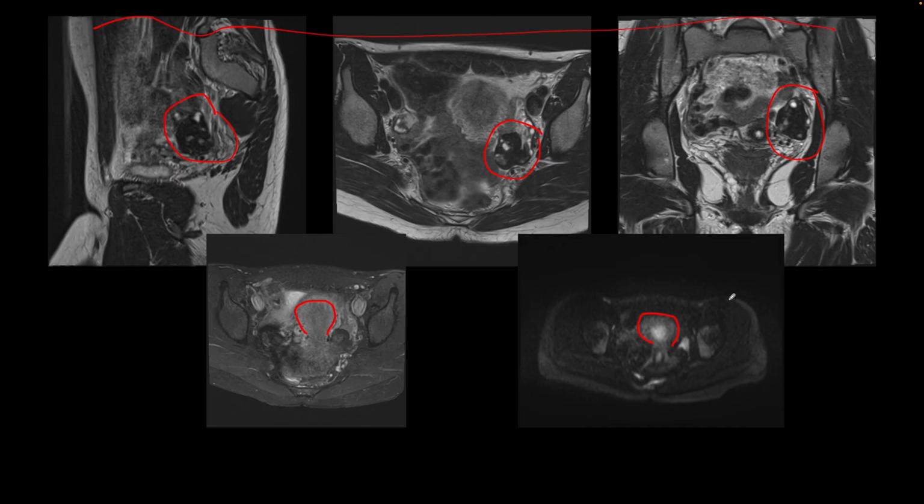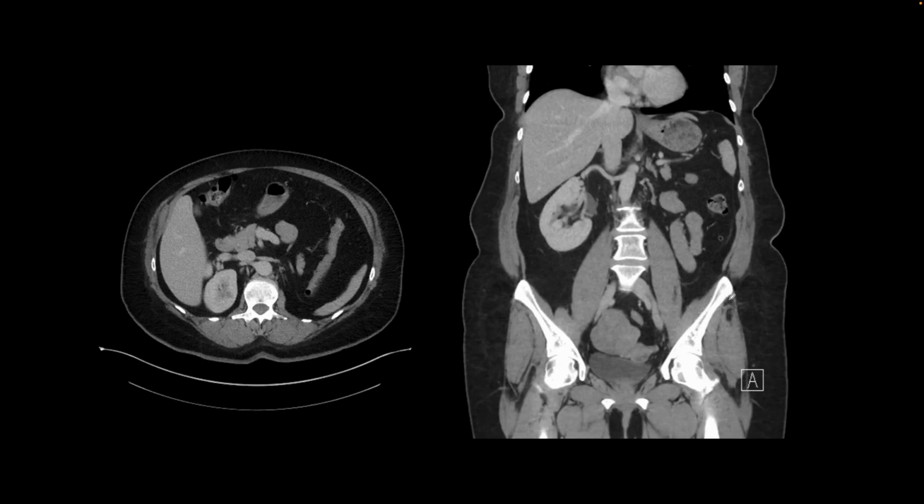And so when you see something mass-like and T2 dark, think about fibroid. And when you establish that this is separate from the uterus and it is arising from the ovary, the diagnosis would be an ovarian fibroma.